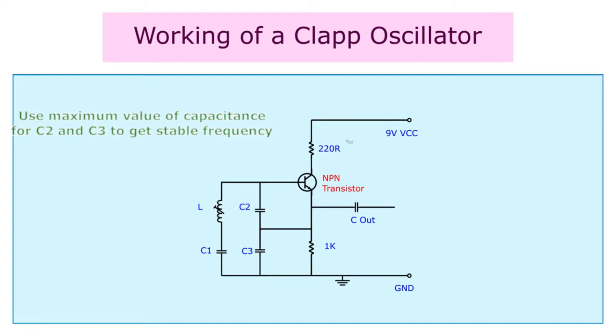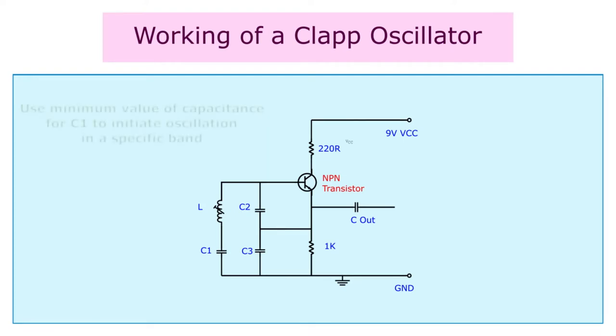It also provides the 180 degrees of phase shift needed for sustained oscillations. The frequency of the Clapp oscillator is varied by changing the value of capacitor C1. The frequency can be varied only over a narrow band of frequencies.